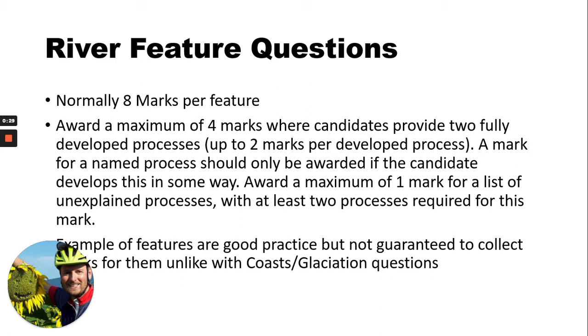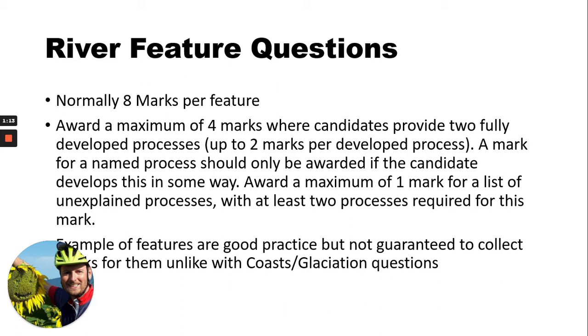It's a bit like the processes we've already looked at when we're looking at coasts. So it's the same idea in terms of how the marks are allocated for processes. A mark for a named process should only be awarded if the candidate develops it in some way, i.e. you attach it to where it takes place, how it works, or what it does to change the feature shape. You get a maximum of 1 mark for a list of unexplained processes. Lists or names of processes on their own can get you 1 mark, with at least 2 processes required for 1 mark. So potentially you could pick up 2 marks for a list of 4 processes.